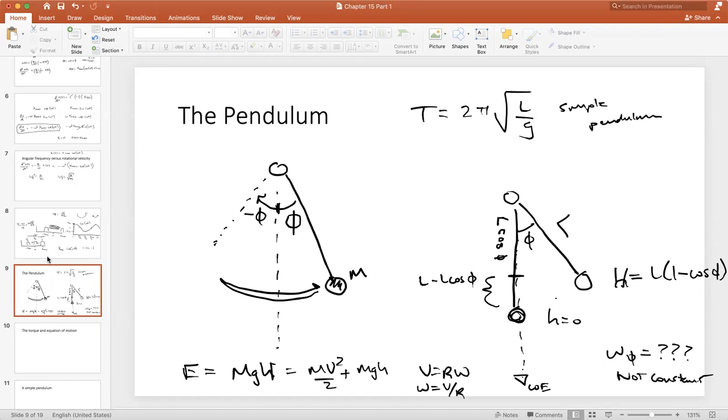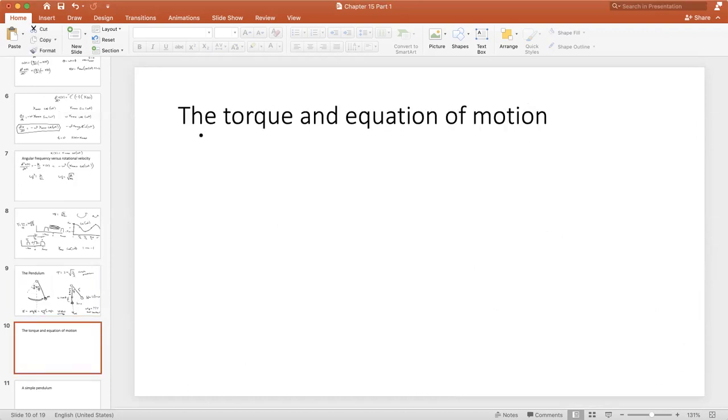Okay, so we need to come up with an equation of motion for the pendulum. And what we're going to do here is draw a free body diagram and a torque diagram, just like we did before. So the only force acting on this is mg. There is a tension here due to the rope. We don't care about that though. So this isn't going to help us much because we're going to have to figure out angles and stuff. We're not going to do that.